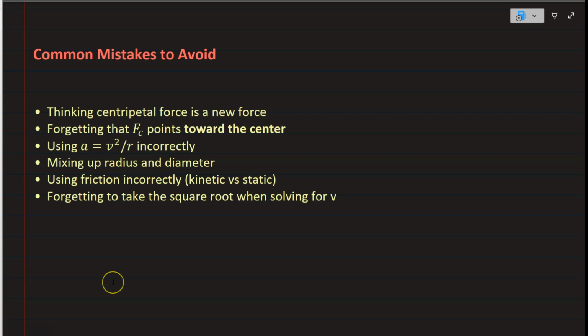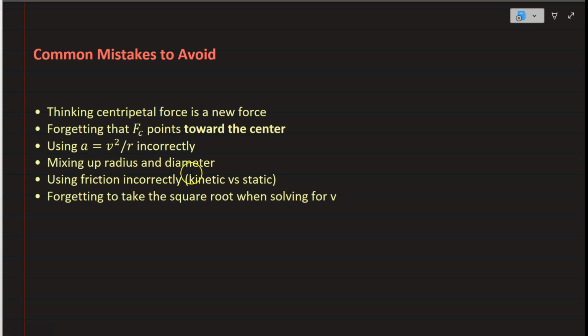All right, so common mistakes to avoid. Make sure that you avoid these, okay? Thinking centripetal force is a new force, it is not, right? It could be gravity, it could be tension, it could be the force of friction. Forgetting that Fc always points towards the center, and using the centripetal acceleration, v squared over r, incorrectly. Make sure you know how to manipulate this equation for acceleration or for the centripetal force for any of the variables that you need to solve.